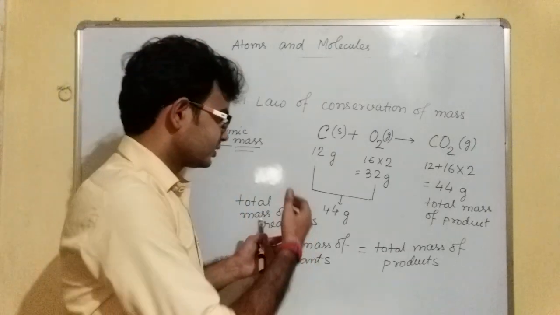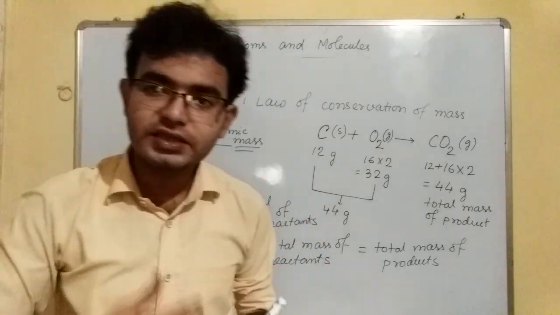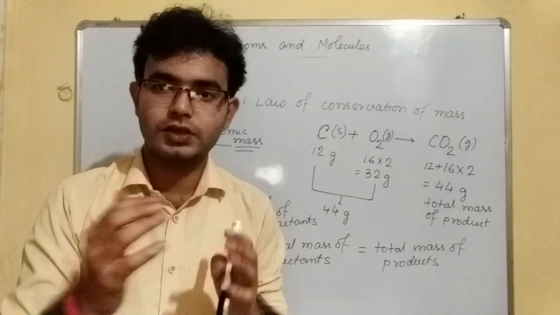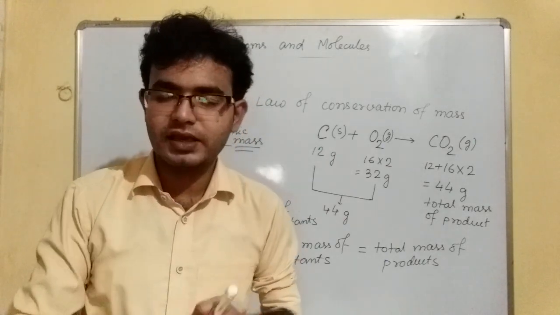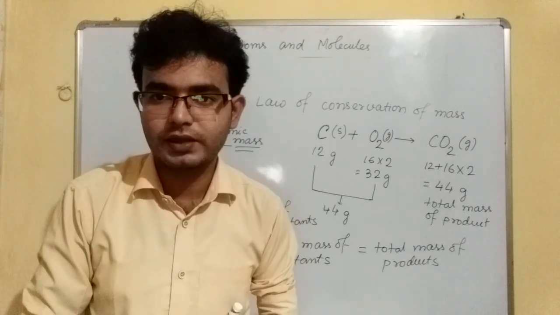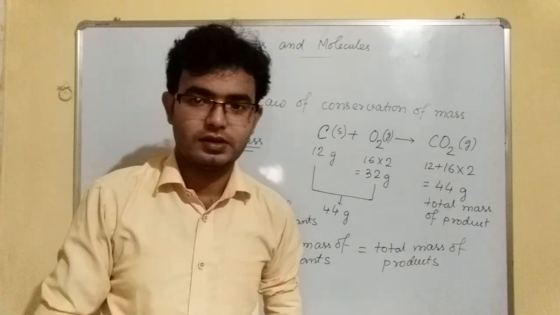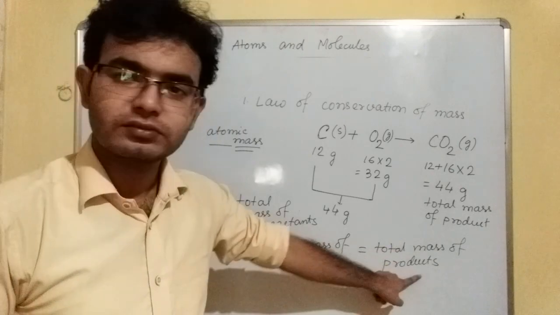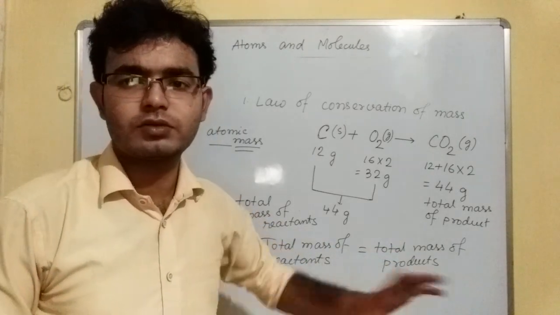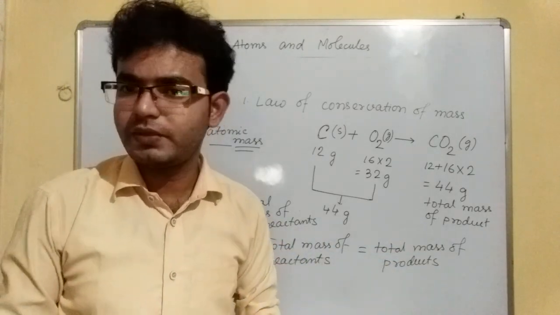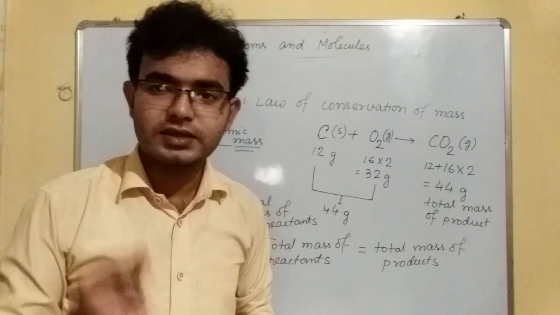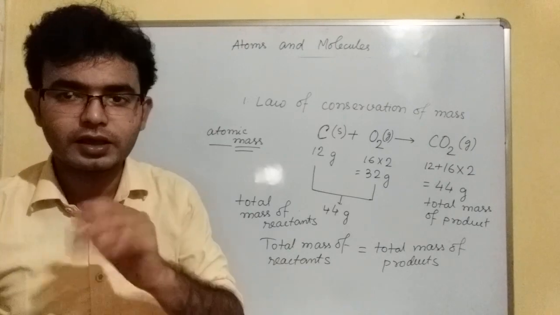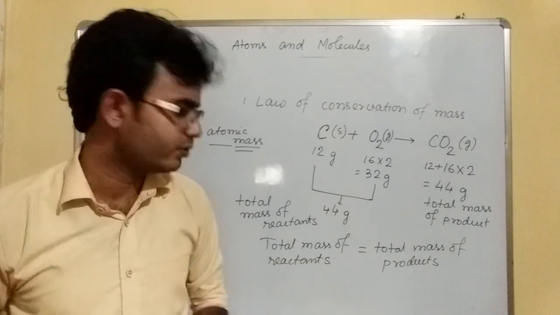Means somehow in the reaction mass is created. Mass must have been added from somewhere, or mass must have increased from somewhere, right? Mass must have been created. But as the total mass of the reactant and total mass of the products are equal, it means that mass is not created here. इसका मतलब ये होता है कि मास यहाँ पे नहीं बना है. ओके, मास इंक्रीज नहीं हुआ.